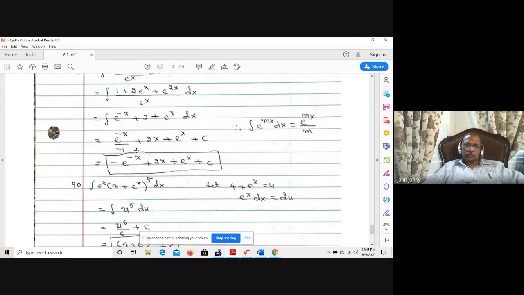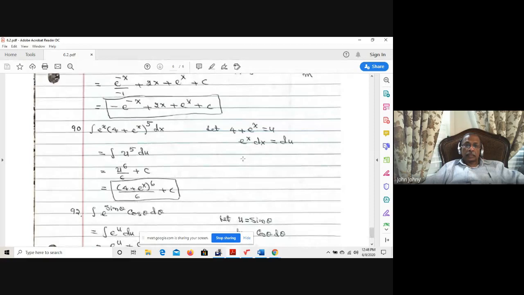Now to integrate, in this case, e to the negative x divided by negative 1, because it is a reverse process of differentiation. If you differentiate e to the negative x, you write e to the negative x times negative 1. So this is a reverse process, so you have to divide by negative 1. 2 is a constant, so 2 times x, then the integral of e to the x is e to the x plus c, and that's it. So this negative 1 may be written in the front, so it becomes negative e to the negative x plus 2x plus e to the x.